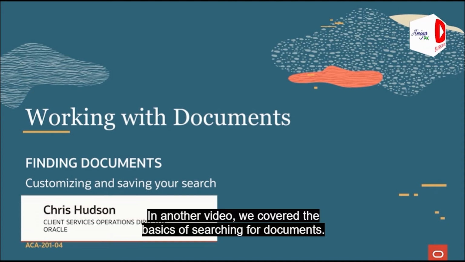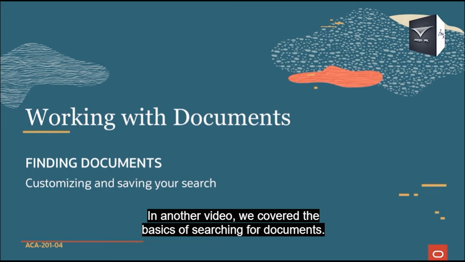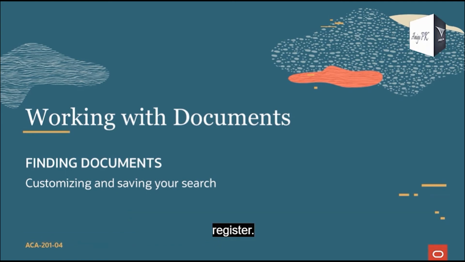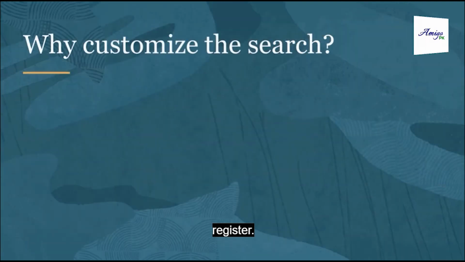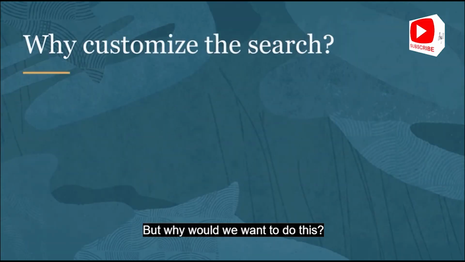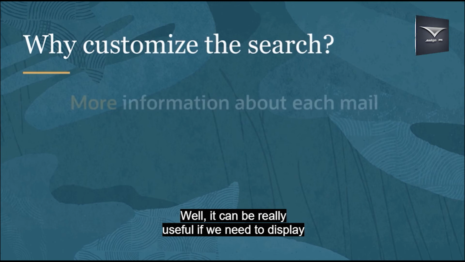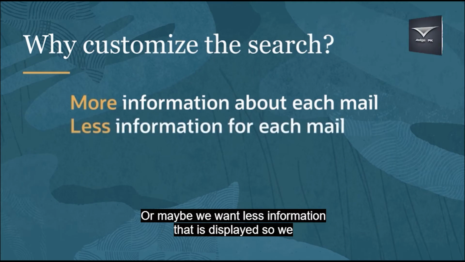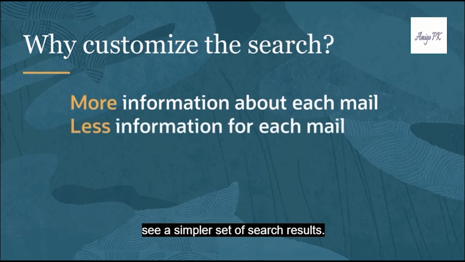In another video, we covered the basics of searching for documents. Now let's look at how we can customize the search results in the document register. But why would we want to do this? Well, it can be really useful if we need to display more information about the documents when we're listing the search results. Or maybe we want less information that is displayed so we see a simpler set of search results.